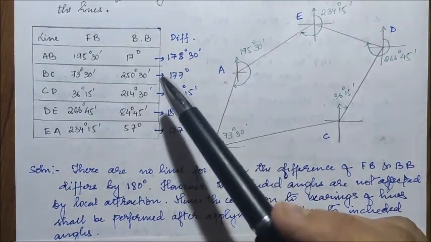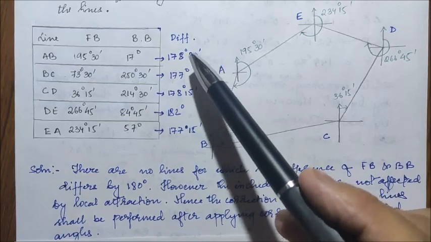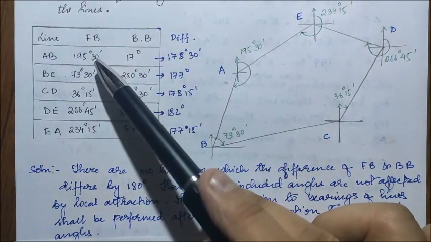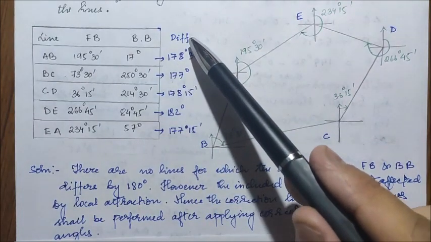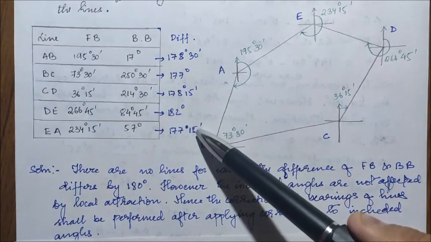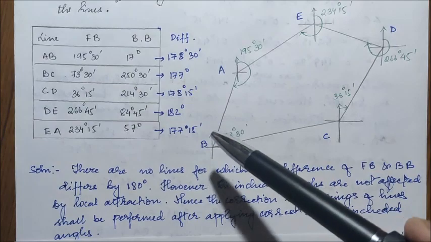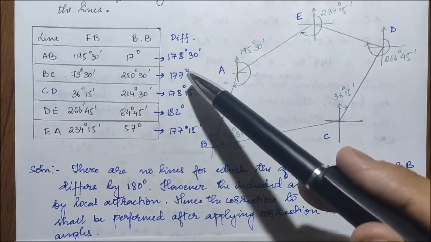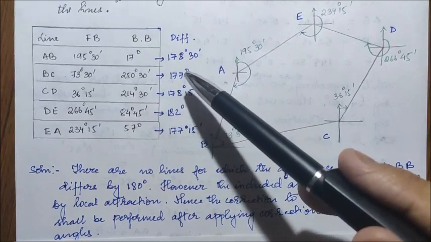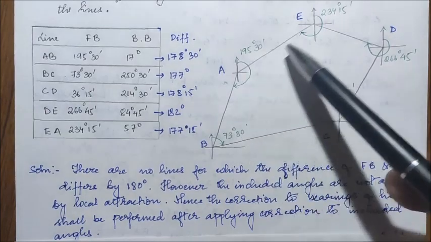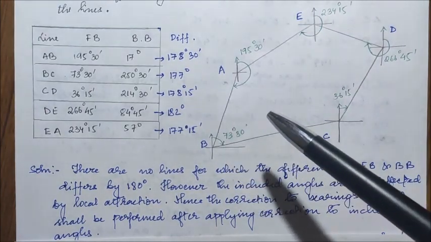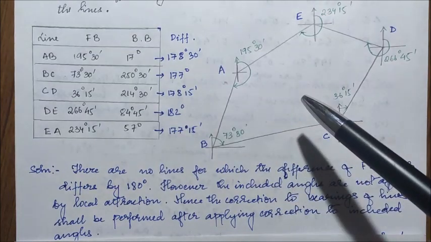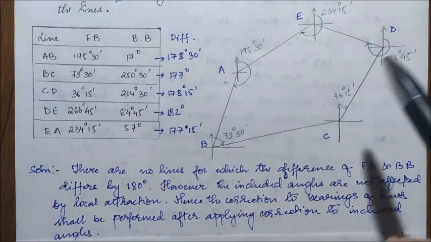Now, here, unlike the previous problem which we have discussed earlier, I have calculated the difference of the fore bearing and the back bearing. However, after doing so, we did not get any of the values which is exactly equal to 180 degree. So by this we know that all of the stations are being affected by local attraction, and the difference is not exactly 180 degree. However, the included angles will not be affected by the local attraction. So we will first find out the included angles, and we will apply the correction of the lines by correcting the included angles.